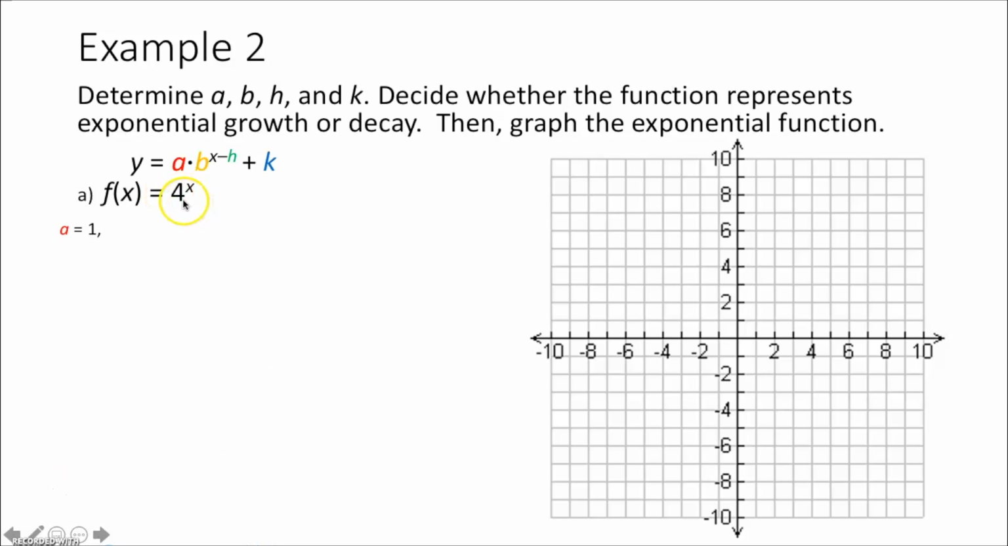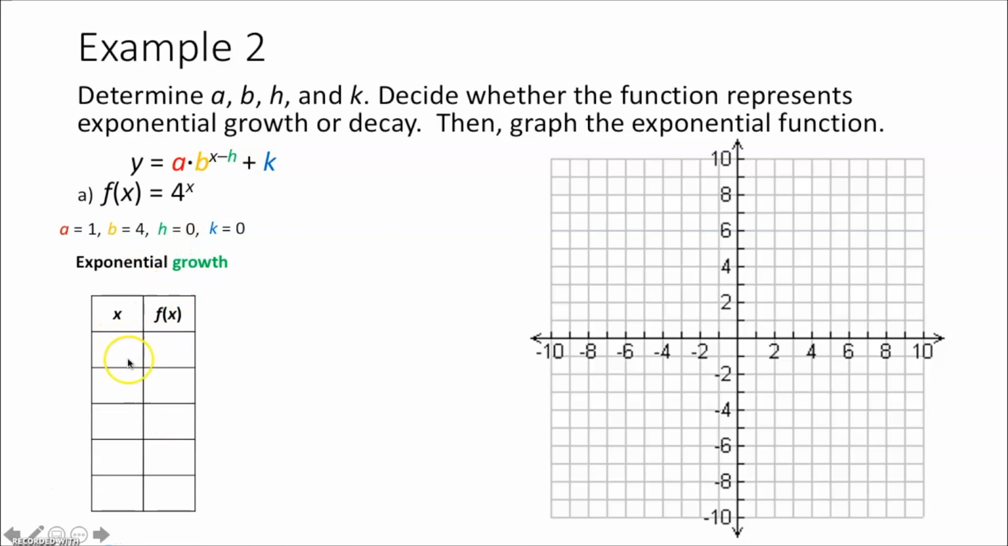Our b value is the number being raised to our variable exponent, so that's going to be this 4. Our h value is whatever is added or subtracted to our exponent, so that's nothing here, so that would be 0. And our k value is whatever is added or subtracted at the end, so in this case that would be 0 also, because there's nothing. Next, exponential growth or decay. Well, your b value is 4, that's greater than 1, therefore this is exponential growth. And then lastly, we're going to graph our given function.